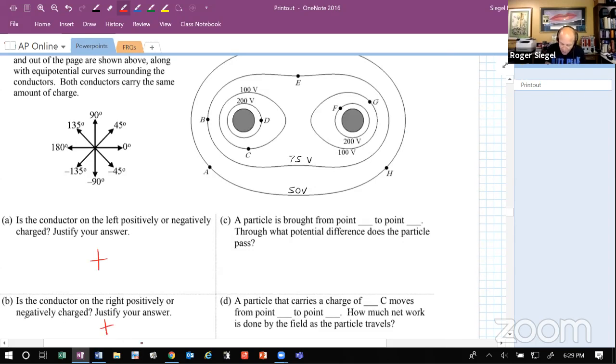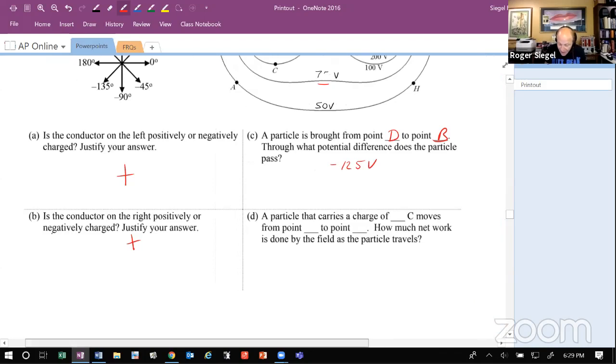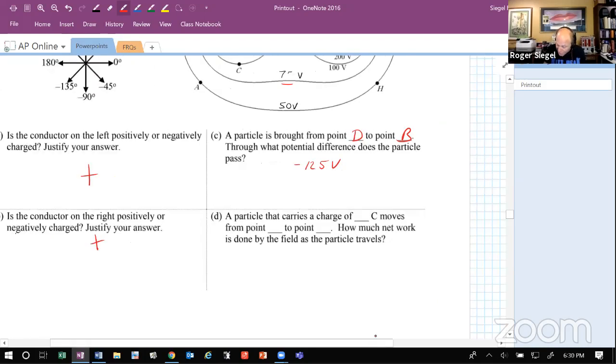A particle is brought from point D to point B. Through what potential difference does the particle pass? Well, the particle goes from D to B, which means it goes from 200 volts to 75 volts. And so that's going to be negative 125 volts. It loses 125 volts of potential. That means that it's going to gain kinetic energy. It's going to be moving faster because it lost potential.